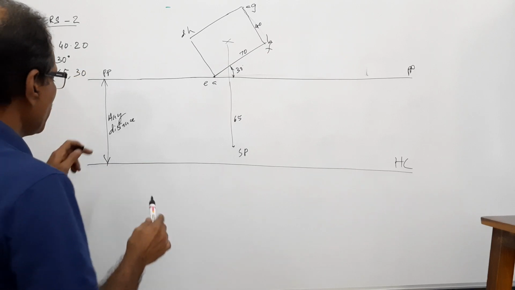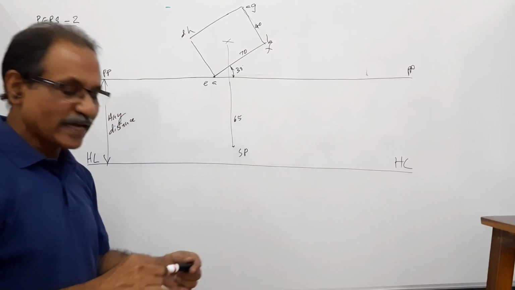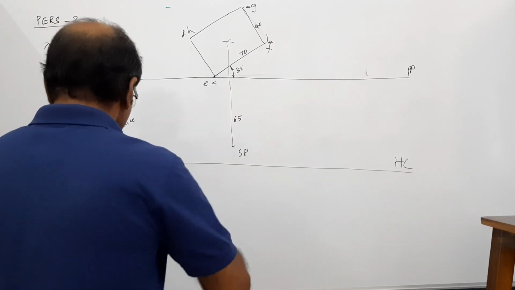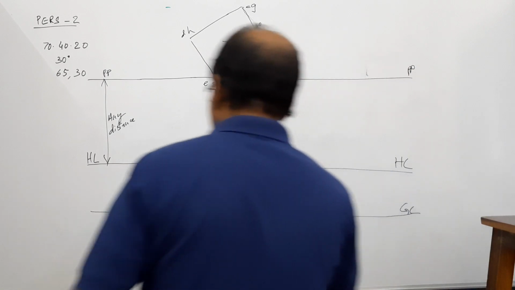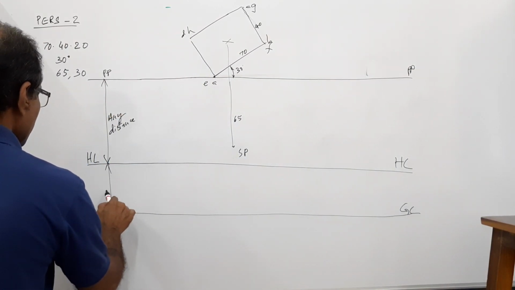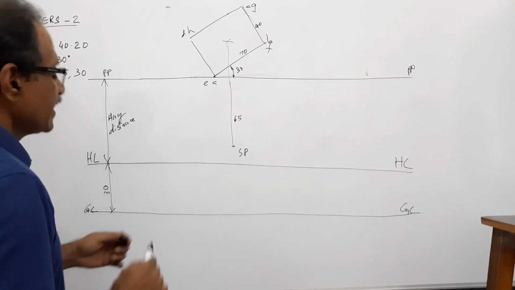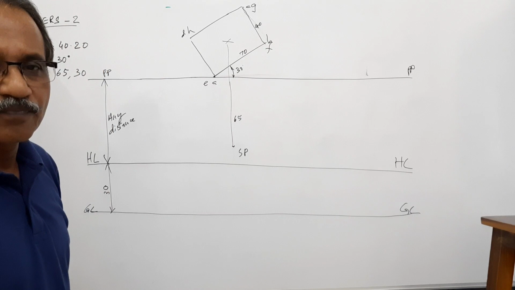Any distance below PP, draw a line and mark it HL. What is it? Horizon line. Then, observer site below that, draw GL. What is the site? 30. What is 30? 30 is the height of the observer. The question says the height of the observer is 30.